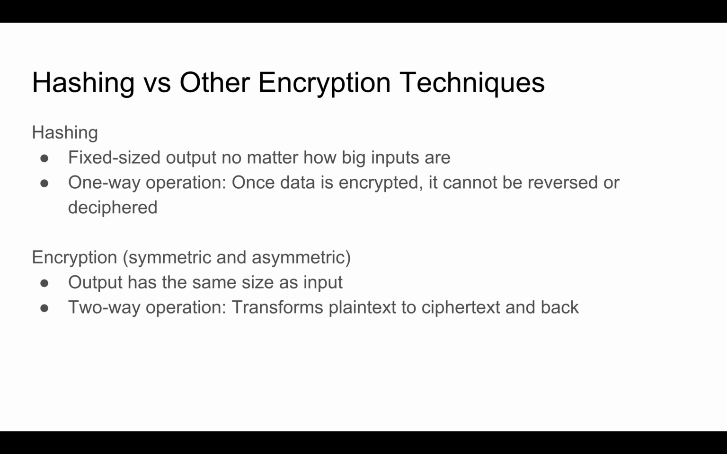Let's now compare hashing with other encryption methods. Well, hashing produces fixed size output no matter how big the inputs are, and it's a one-way operation. For symmetric and asymmetric encryption, the output has the same size as the input, and they are two-way operations.